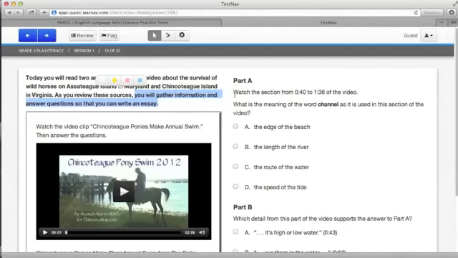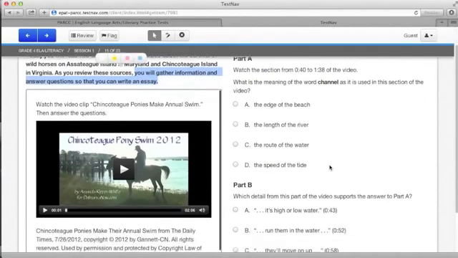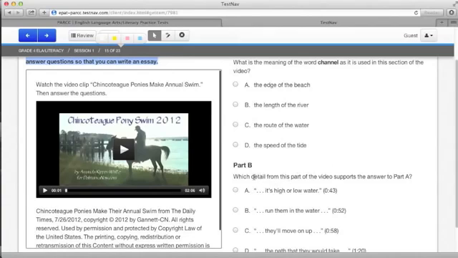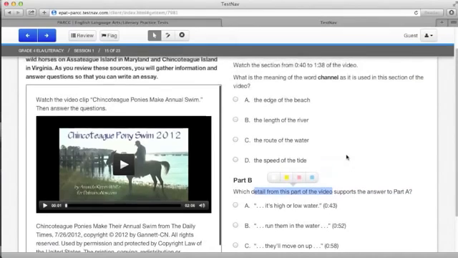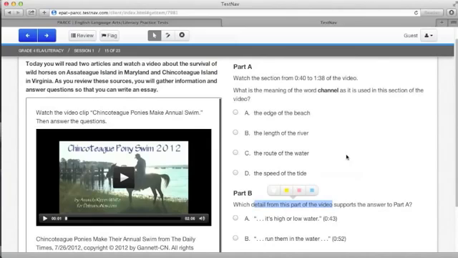Besides looking at those directions, read the questions before you watch the video. This one asks, what is the meaning of the word channel as it is used in this section of the video? And then in part B, we have to know what detail from the part of the video supports our answer in part A. If we keep that in mind as we watch, it'll be much easier to come back and answer the questions.